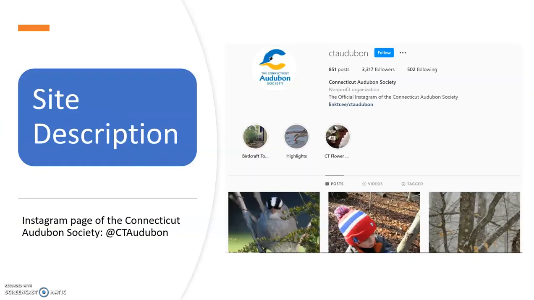So, the study was conducted using the Instagram page of the Connecticut Audubon Society at CT Audubon. Their Instagram page was chosen over their Twitter page due to the nature of the infographics and the 240 character limit of tweets. Before the study, there was no set schedule or consistency to their posts.